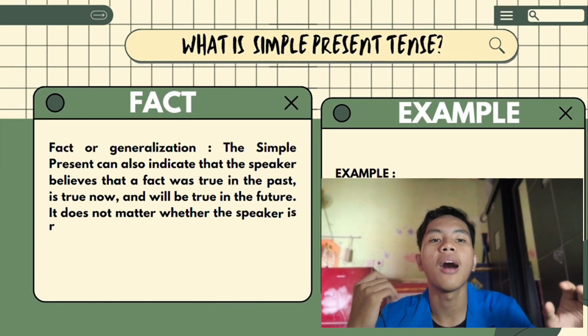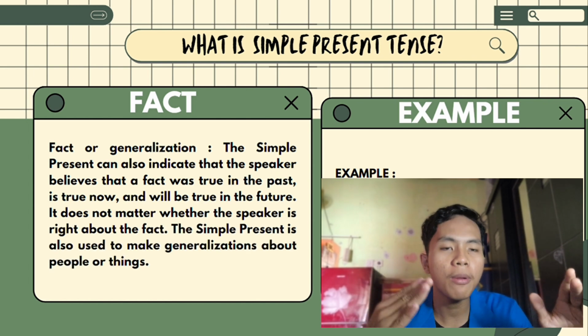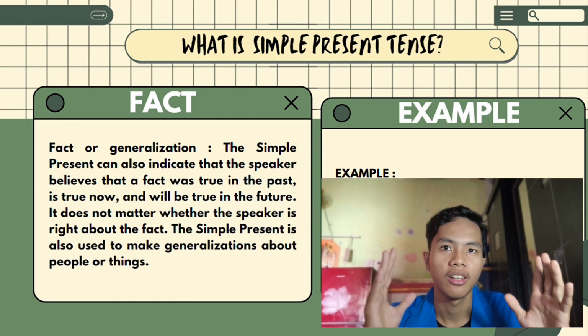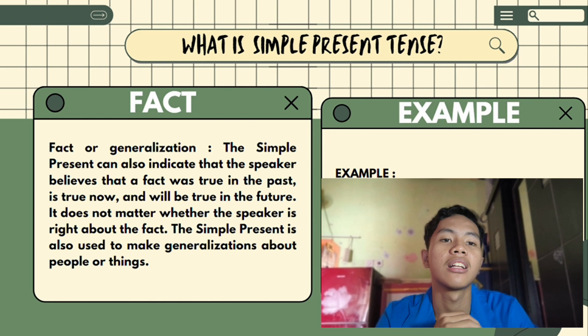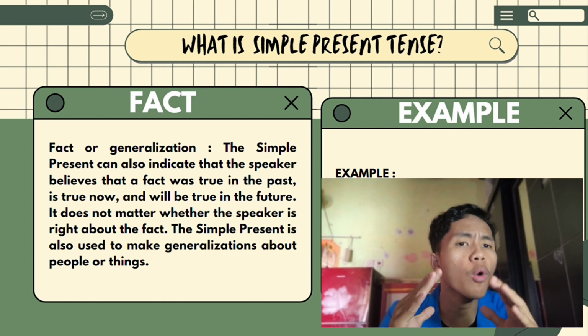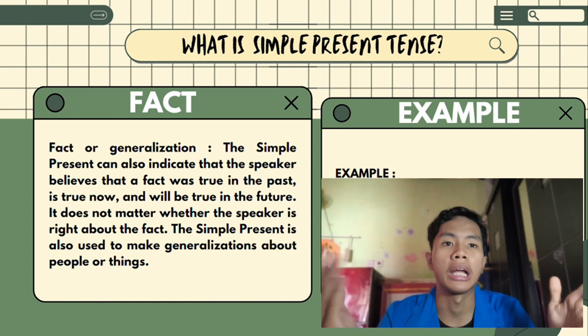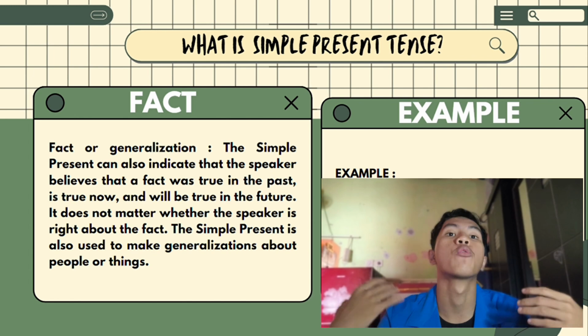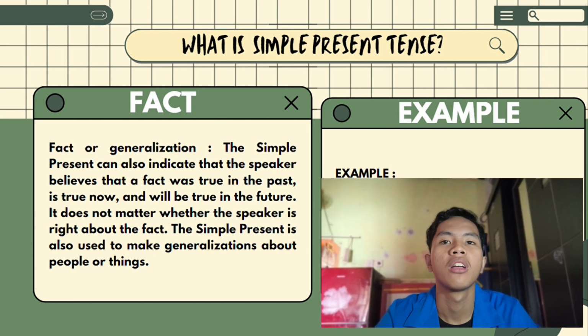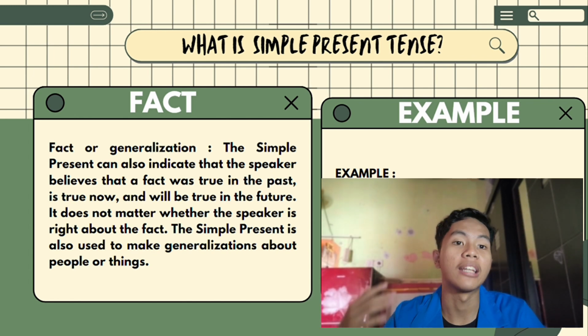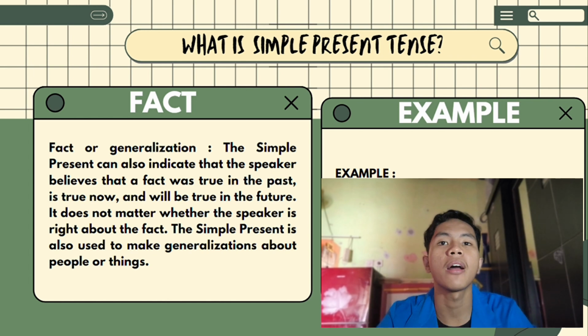Next, after habits, the simple present tense is for facts or generalizations. The simple present can also indicate that the speaker believes that a fact was true in the past, is true now, and will be true in the future. Bisa fakta untuk hari ini, kemarin, dan di masa depan.